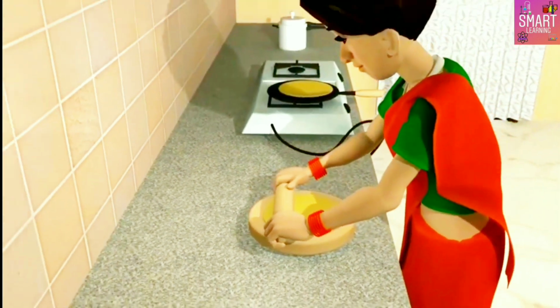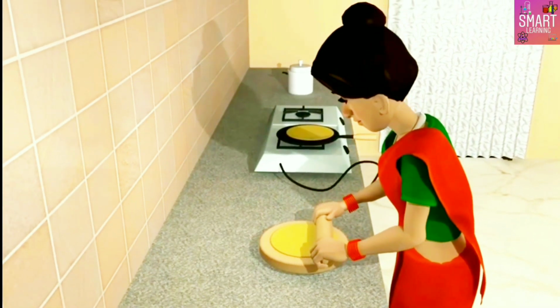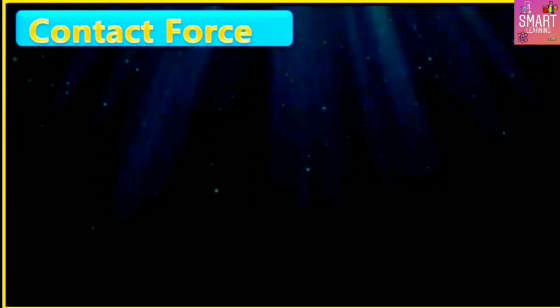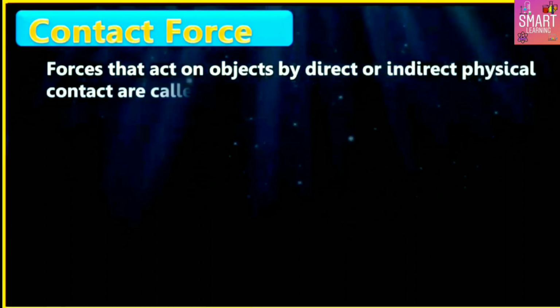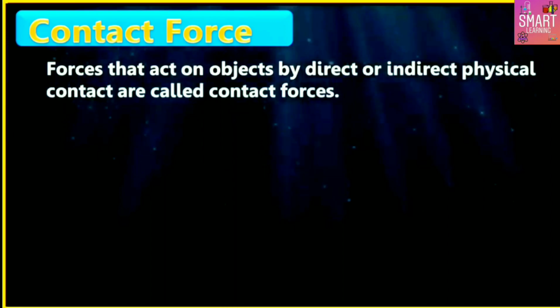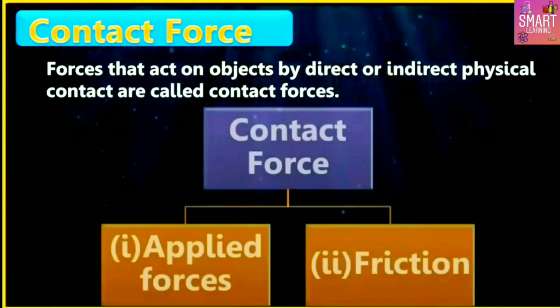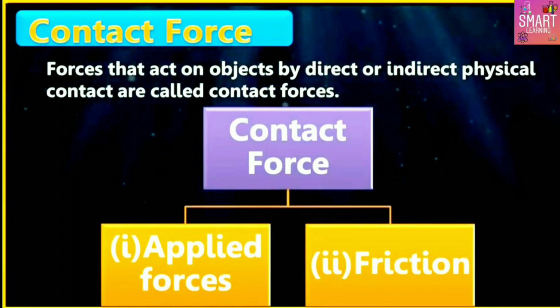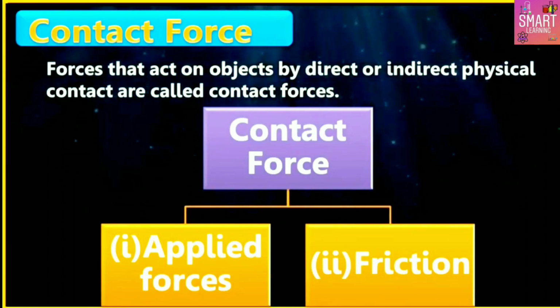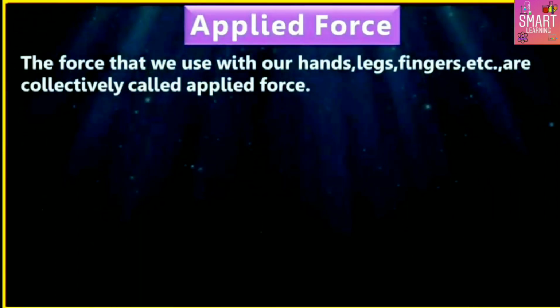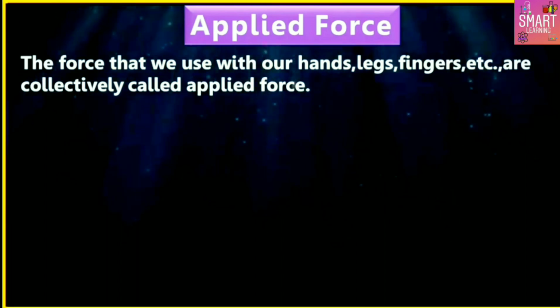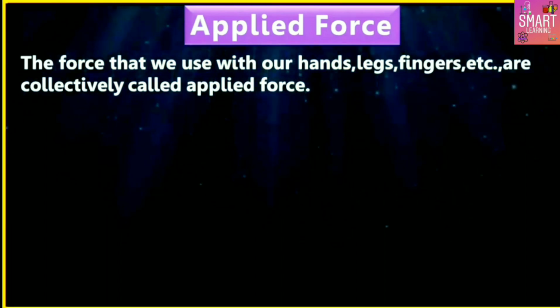Now we will discuss in detail the contact force. Forces that act on objects by direct or indirect physical contact are called contact forces. These are of the following two types. Applied force and friction are examples of contact forces. Applied force. The force that we use with our hands, legs, fingers, etc. are collectively called applied force.